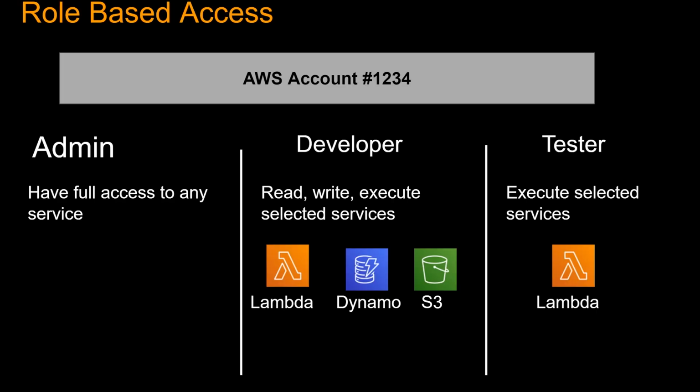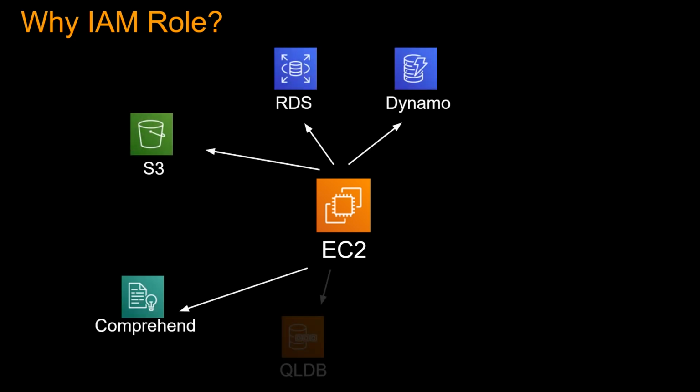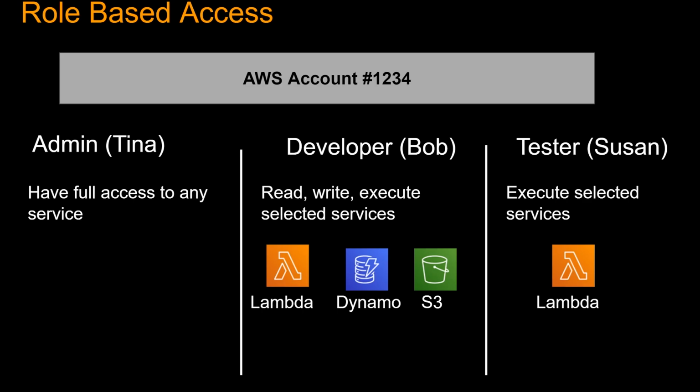We will use two very common scenarios for this video. Scenario one, where you have one AWS account for your organization shared by different groups. Let's say admin, developer, and tester in this case. And you want to give each group different access in the same account. Scenario two, where one AWS service needs to access other AWS services. Okay, let's jump into scenario one.